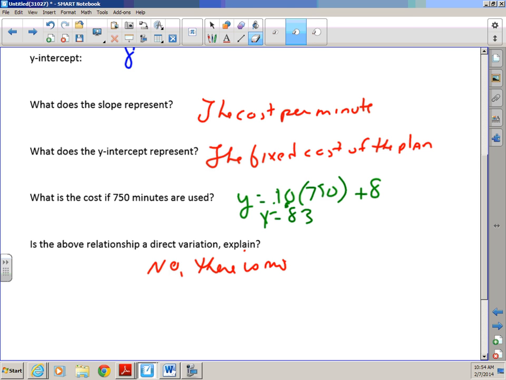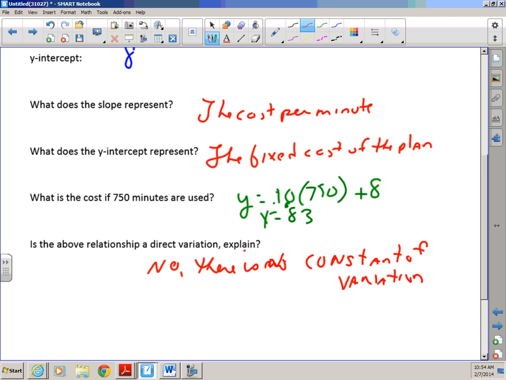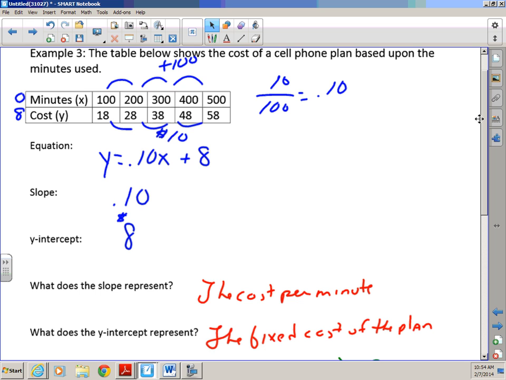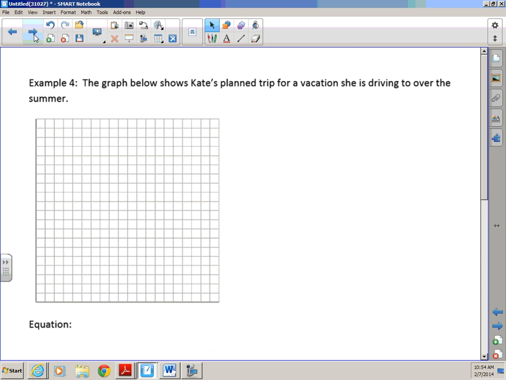A little messy here. No constant of variation. So in other words, this is no, okay? If you go back above to the table, I can't get my cost by multiplying the minutes by a fixed number, all right? These are all different amounts. All right, let's go to the last example.